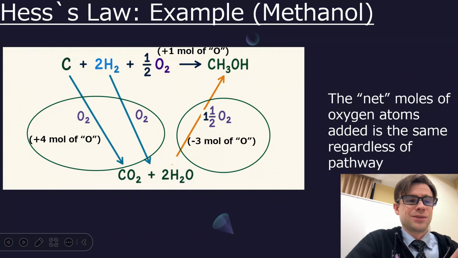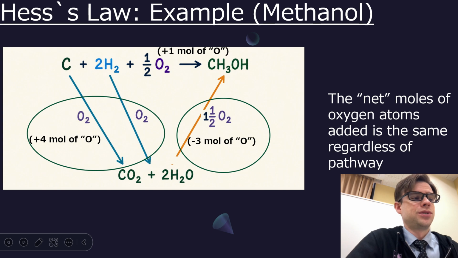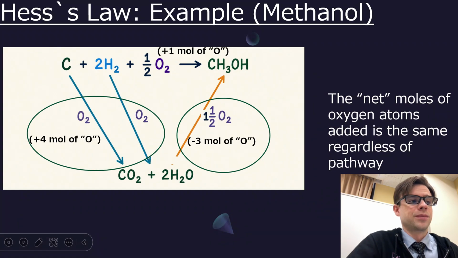So the net, or the resulting moles of oxygen atoms added, is the same regardless of the pathway that you choose, whether it's the direct path on the top or the 3 separate steps on the bottom. You get to the same place, methanol. So the process enthalpy on the top must be equal to the 3 enthalpies on the bottom added together, just like we showed. So this is another method that you can use to prove and add up enthalpies.